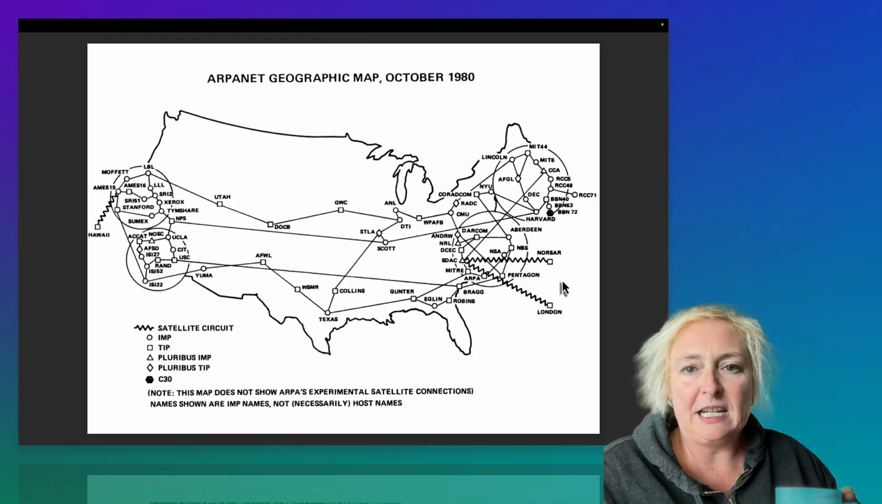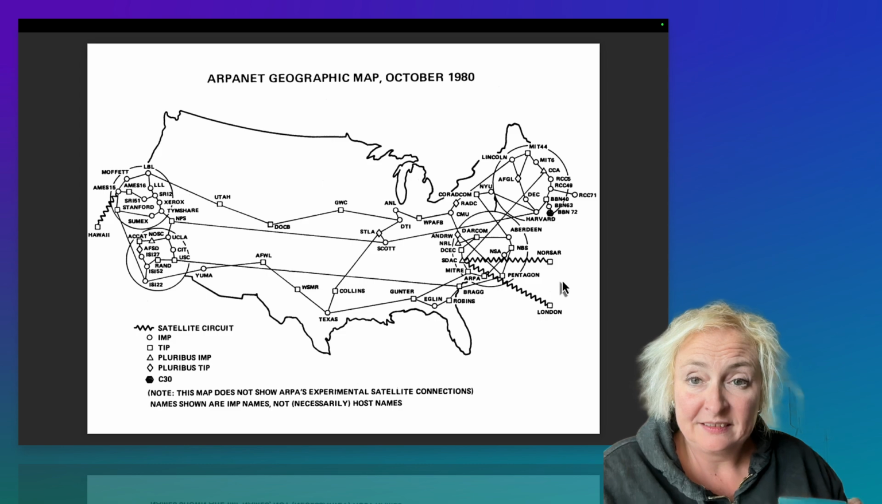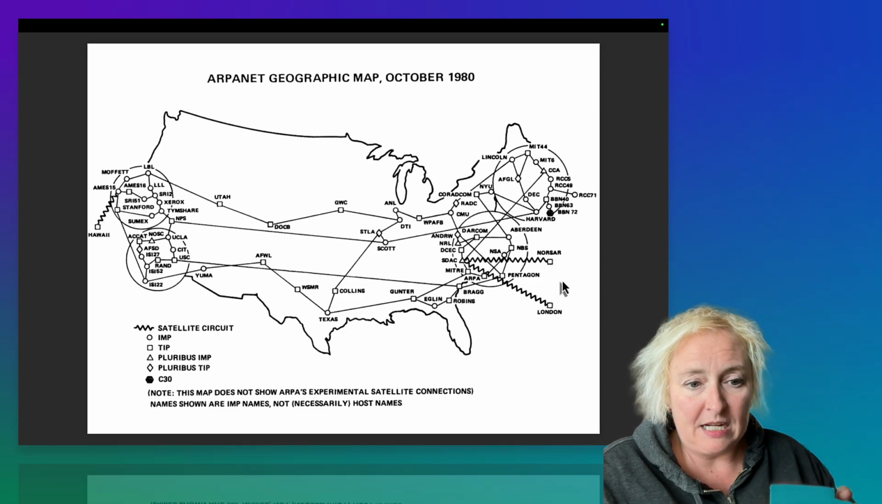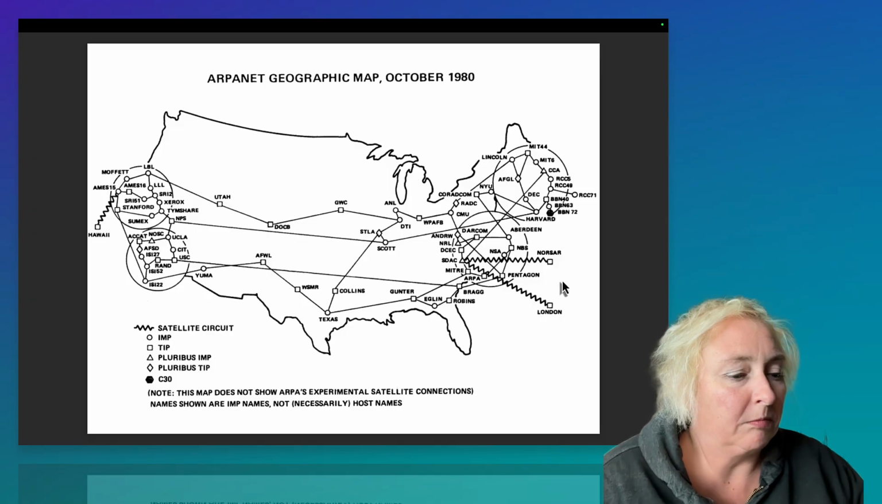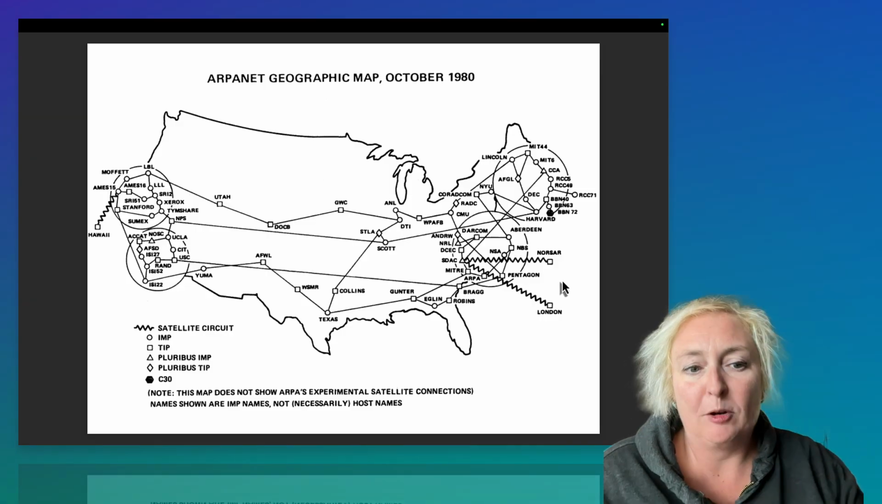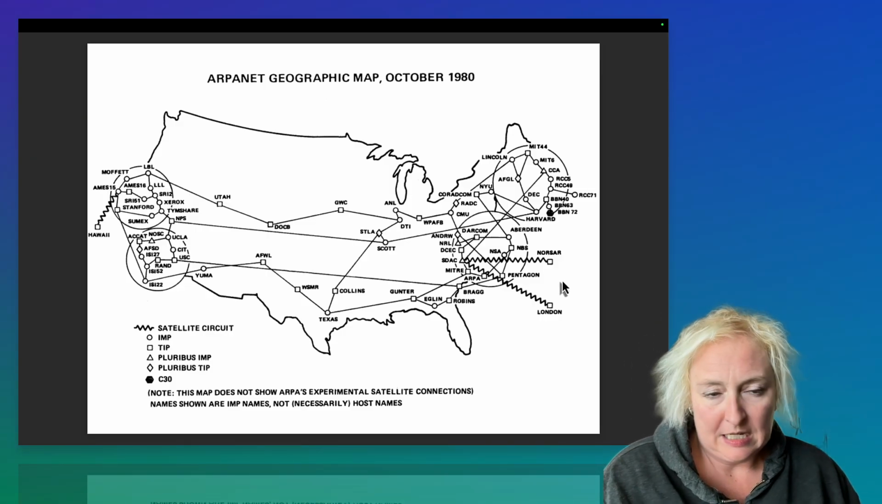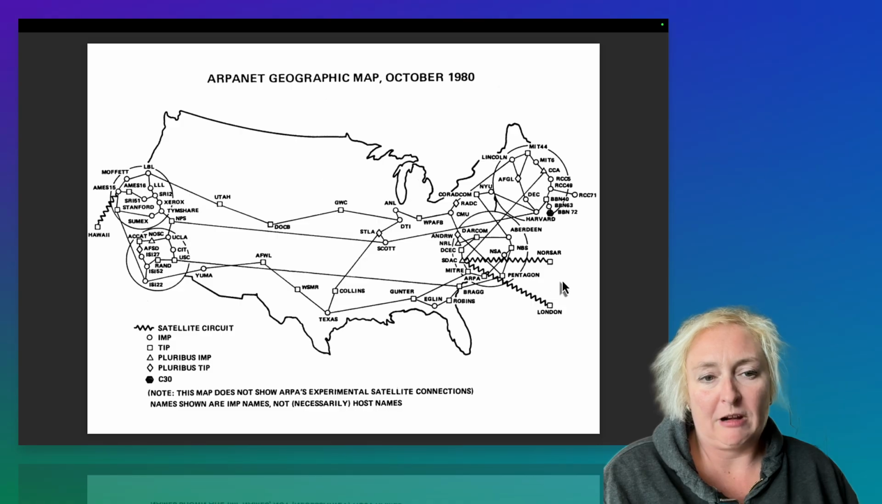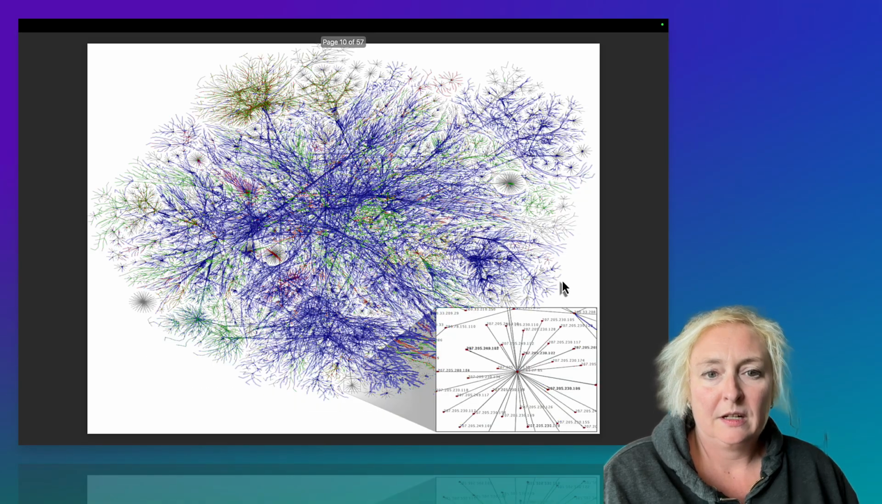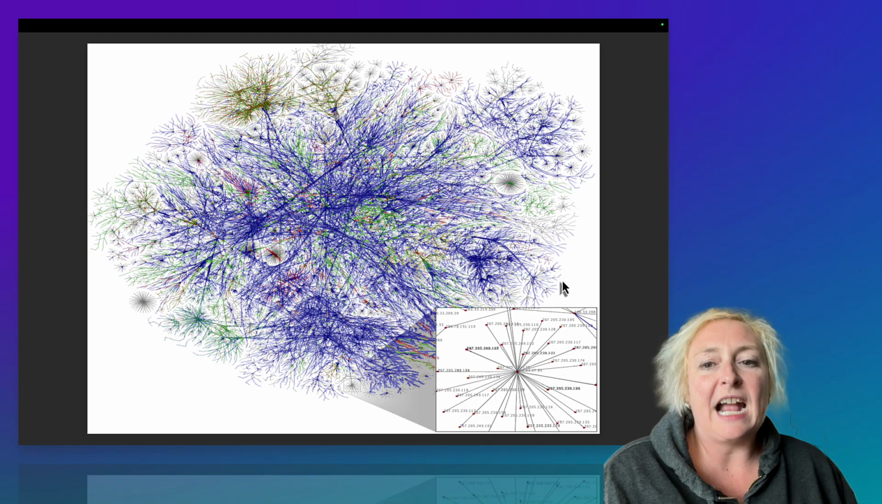And then you can see by 1980 where it was actually in use at that time, in the early days. Basically all of our geographic centers of information and schools. And then this is what it looks like today. I think it even looks crazier than that.